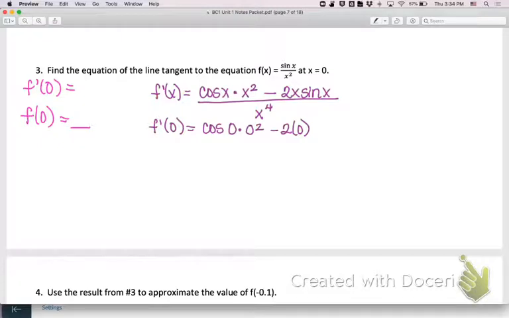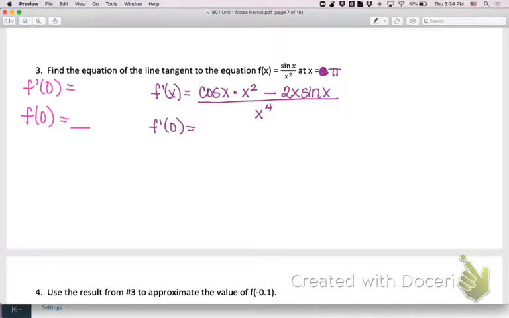I forgot, this is a typo. This isn't going to work at x equals 0. It's going to be undefined there. So we won't have a tangent line because we're going to end up over 0 to the 4th. So I had meant for this to be changed to x equals pi. That works out a little bit nicer. So let's make that little adjustment right here.